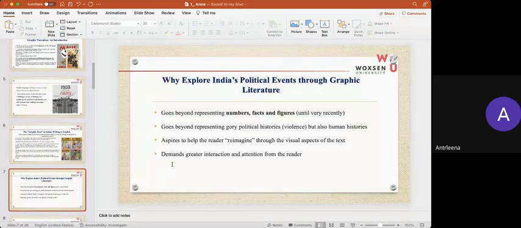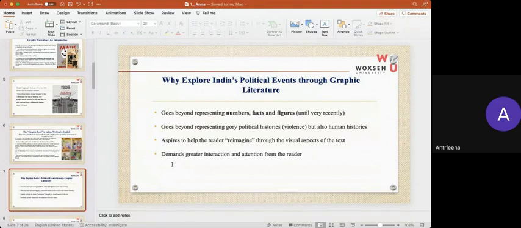Secondly, it goes beyond representing gory political histories, but also human history. So what gets documented in history books is generally how many people were killed, how many people were displaced, how many people were sexually abused. But individual narratives don't get portrayed. The impact of socio-political events on individuals doesn't get portrayed.